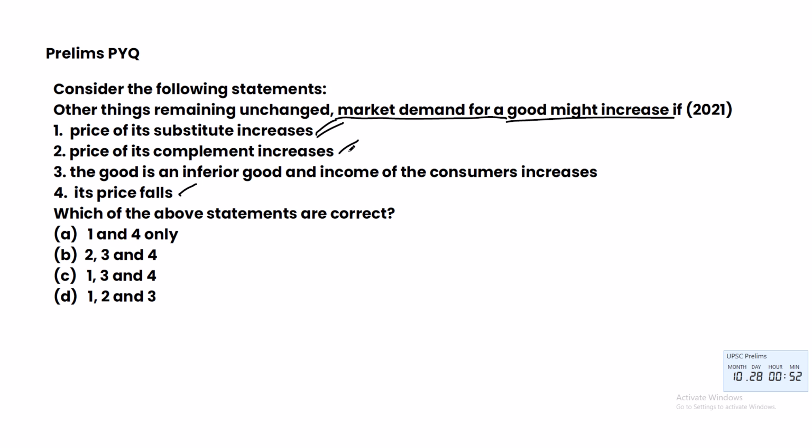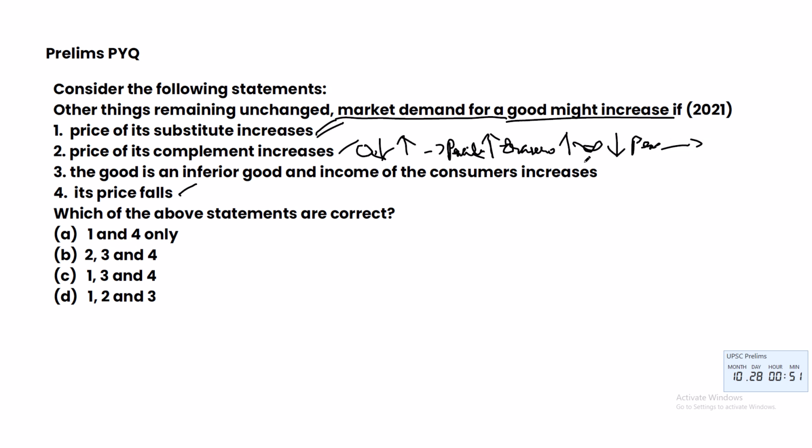The price of its complement increases. Actually, in this case the market demand for the good might decrease. If the complement good's price increases, the demand for the original product might decrease. Let's say if pencils get expensive or erasers get expensive, it might vice versa get low demand. People will start going for alternatives like pen or whatever it may be instead of going for pencils or erasers.